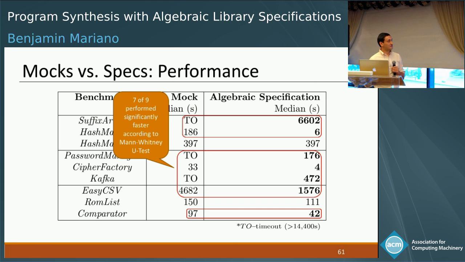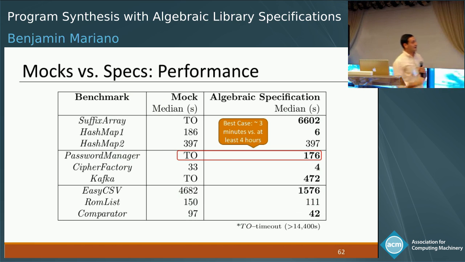OK. So let's notice, on 7 of the 9 tests, the algebraic specifications performed significantly faster, significantly in a statistical sense because we use the Mann-Whitney U test to compare these. You'll notice in particular the TO in this table is a timeout, which was 4 hours. The results are in seconds, so 4 hours is 14,400 seconds for reference. So actually, in the best case, we solved in around 3 minutes, whereas using the mocks took at least 4 hours.